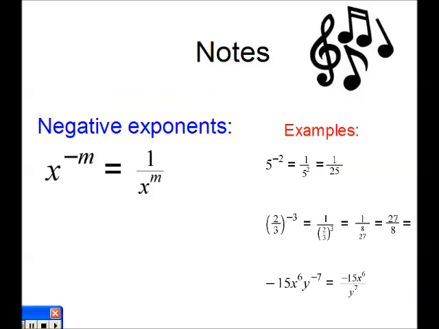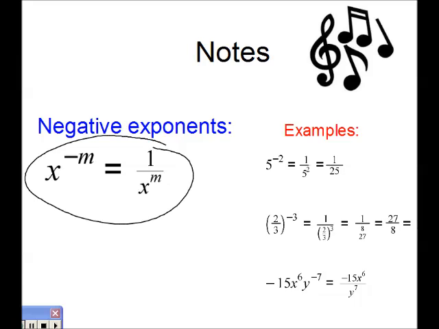Just based on that example, we can now add this to our notes. It's on your note page, negative exponents. Anything to a negative exponent is simply 1 over it to the positive exponent. It just works. So press pause and write that down, and then come back.